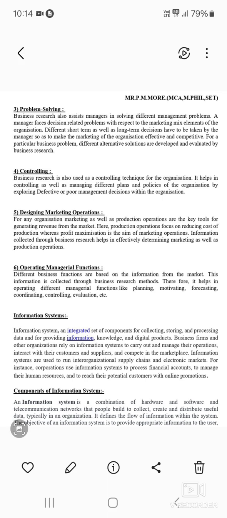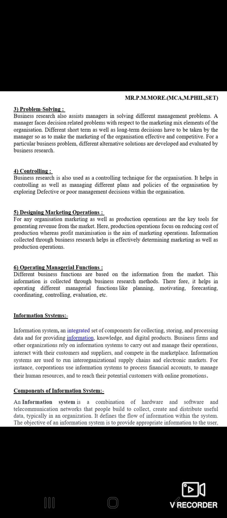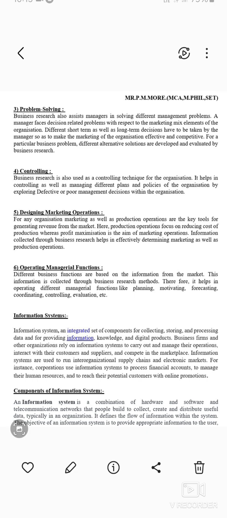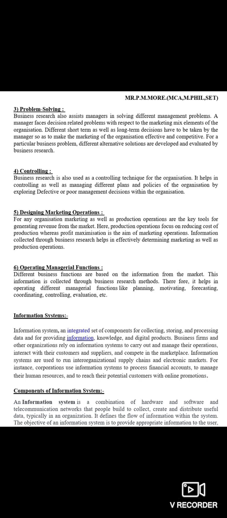Information systems are used to run inter-organizational supply chain and electronic markets. For instance, corporations use information system to process financial accounts, to manage their human resources and to reach their potential customers with online promotions. So next question is components of information system.